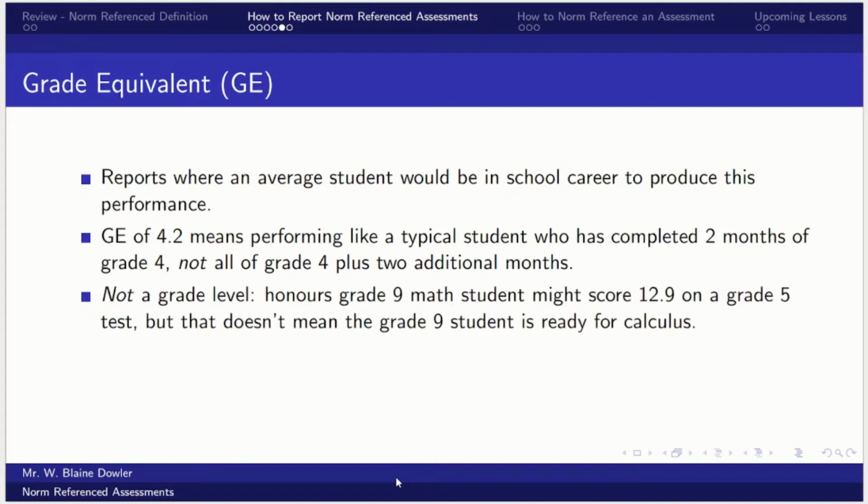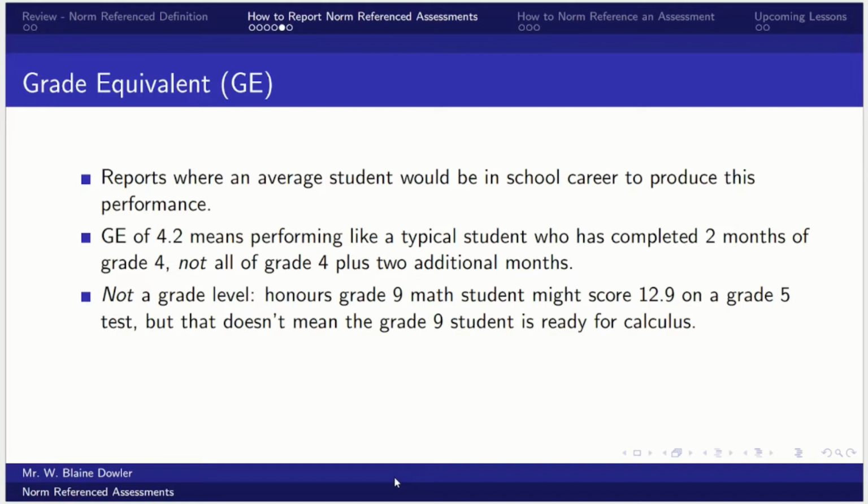And it's important to emphasize that it's not a grade level. An honors grade 9 math student might score 12.9 on a grade 5 test. So they'd score as well as a typical student who's in the last month of high school. That doesn't mean the grade 9 student is ready for calculus. That means they are making the same types and quantity of mistakes as the average student who's about to graduate.